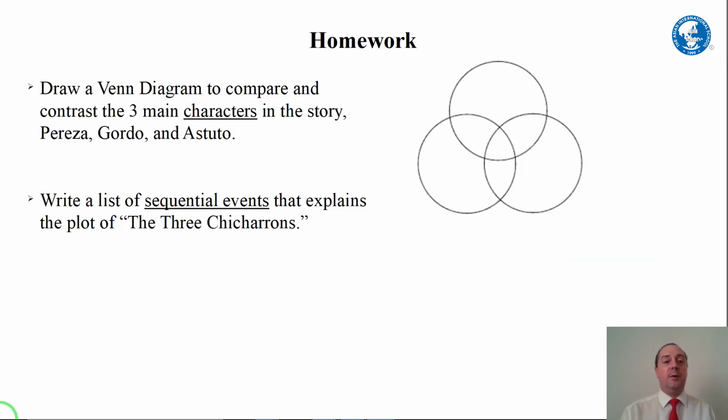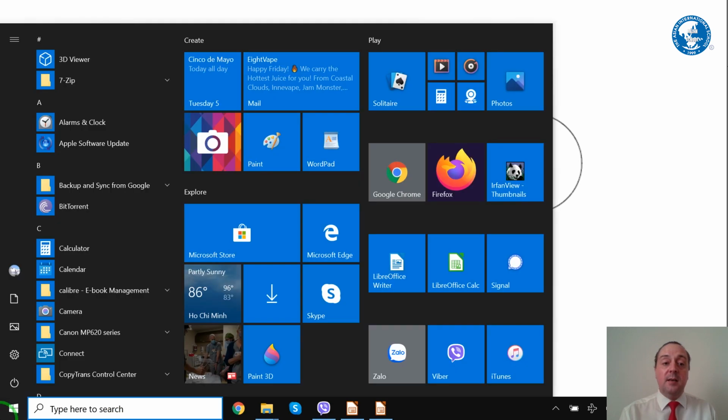Okay, here's your homework. I want you to draw a Venn diagram. Here's one with three circles to compare and contrast the three main characters in the story, Pereza, Gordo, and Astuto. And then write a list of sequential events that explains the plot of the three chicharrons.